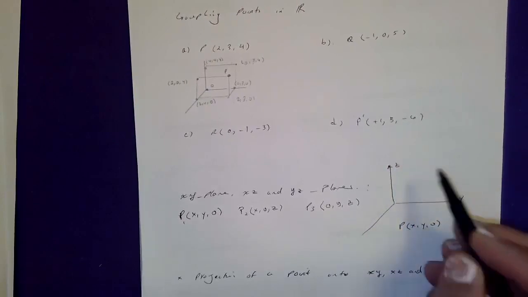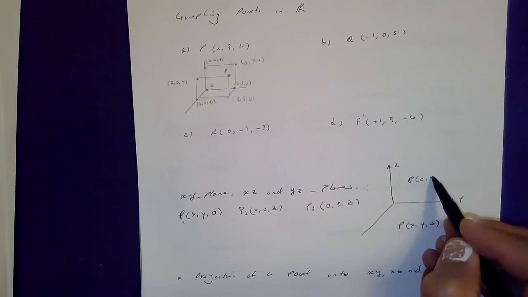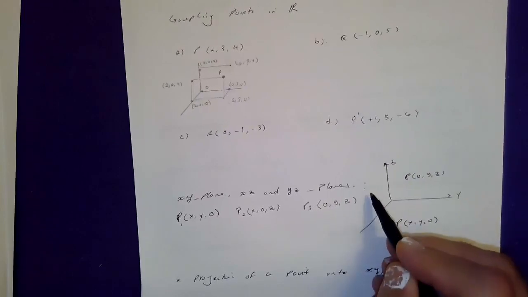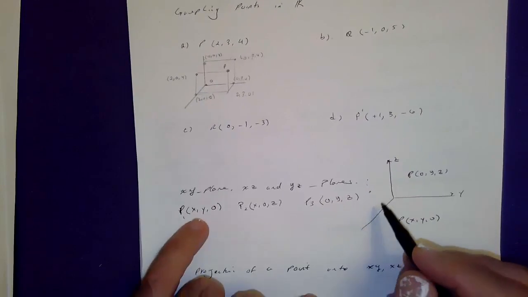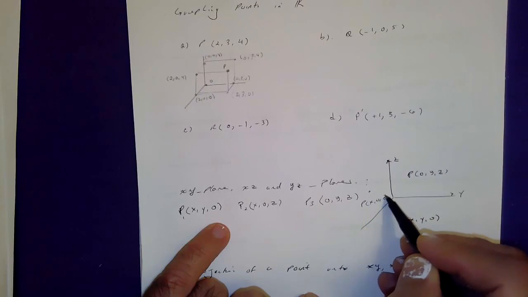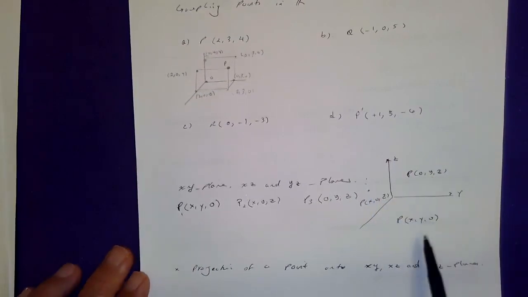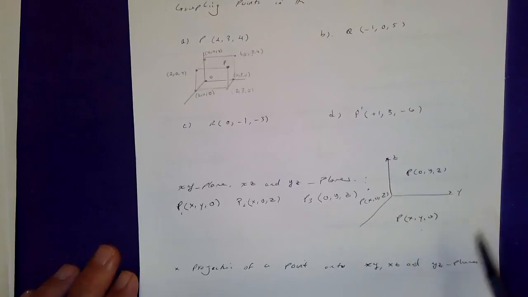YZ plane, the components of the point will look like this. Do you see it? Any point in the XZ plane, the components of the points will look like this. So that's pretty much how these 2 walls and the floor look like.